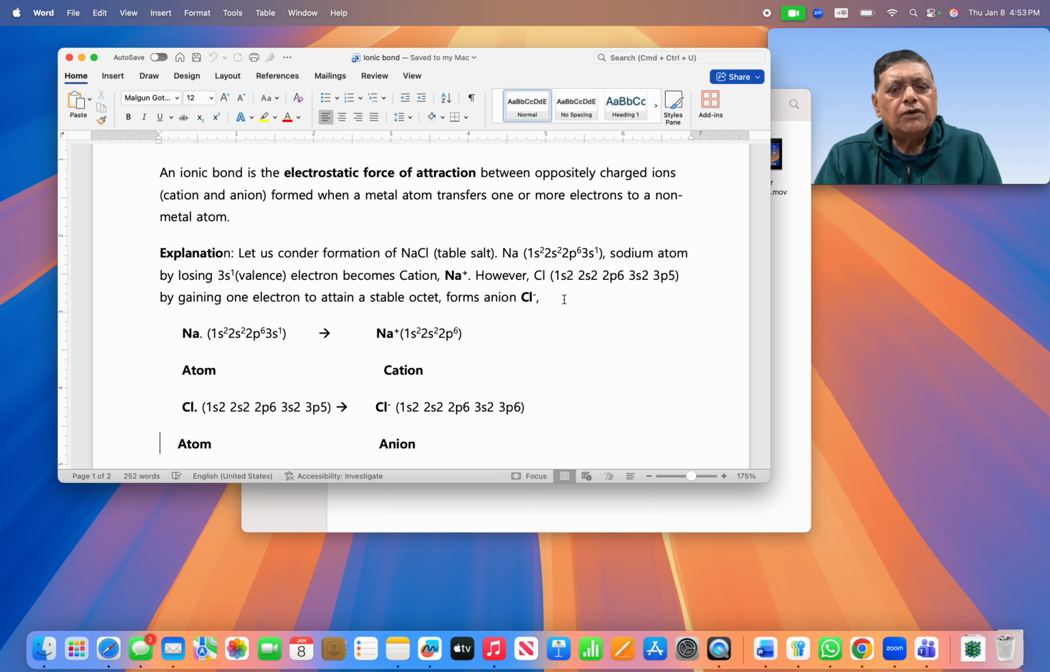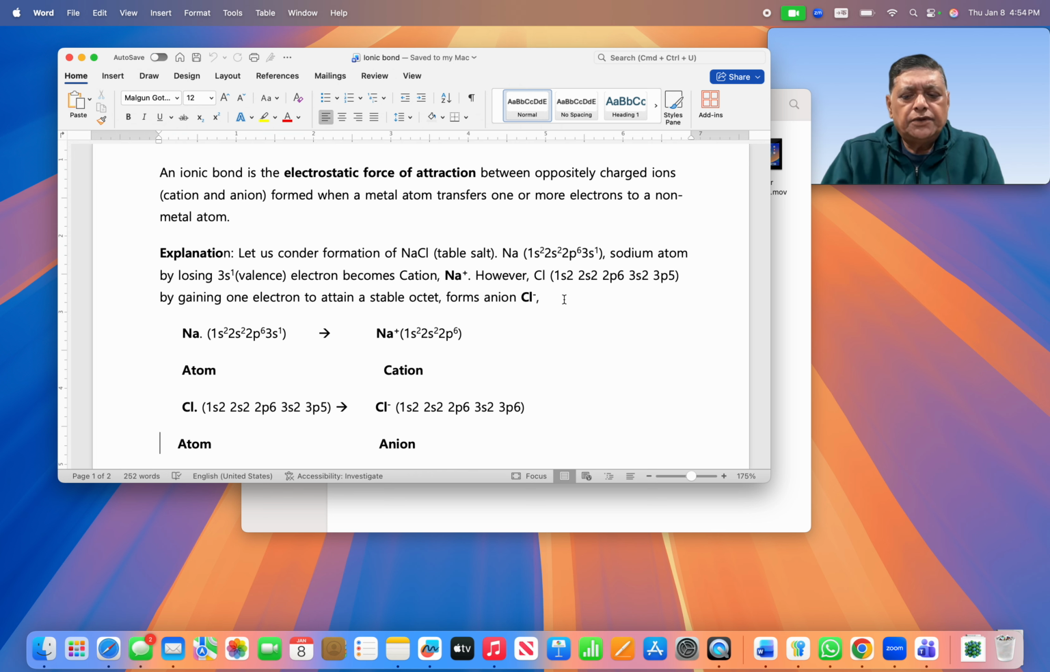So chlorine requires 1 electron because chlorine is a non-metal and it has high electronegativity. So it requires 1 electron to get an octet, the most stable configuration. And by gaining 1 electron, chlorine becomes the chloride anion, Cl minus. So this is how I explained NaCl is formed.